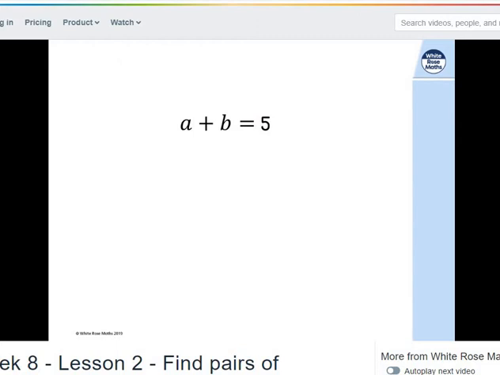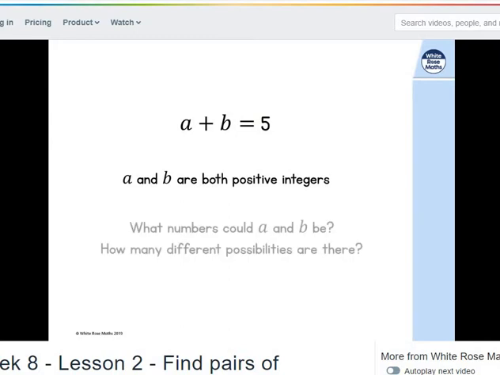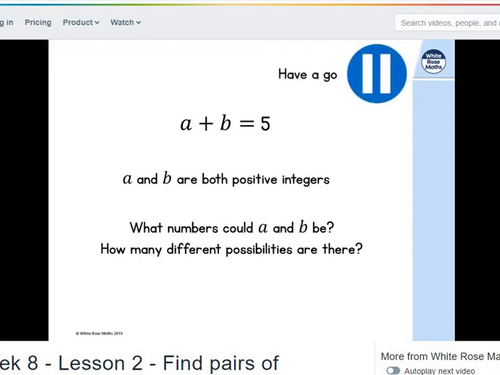What about this one? We've got a plus b equals 5. And a and b are both positive integers. What numbers could a and b be? How many different possibilities are there? Pause the video, have a think for yourself first.